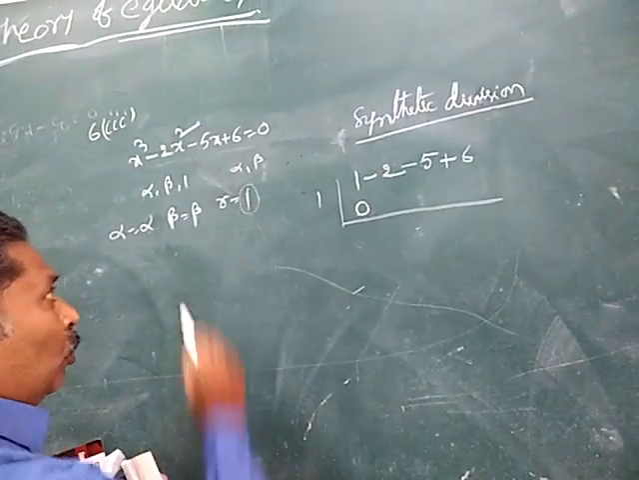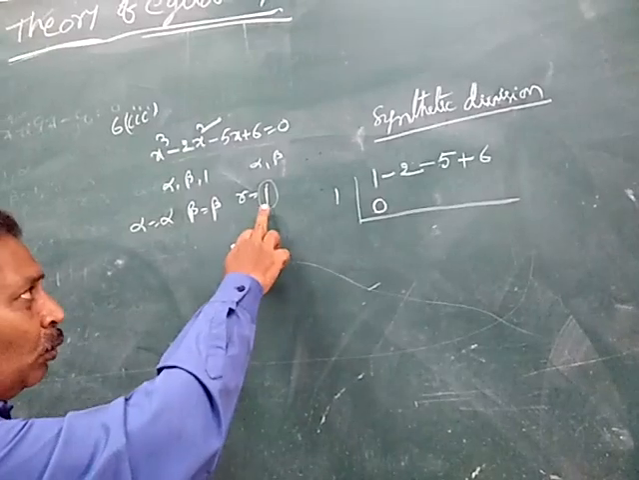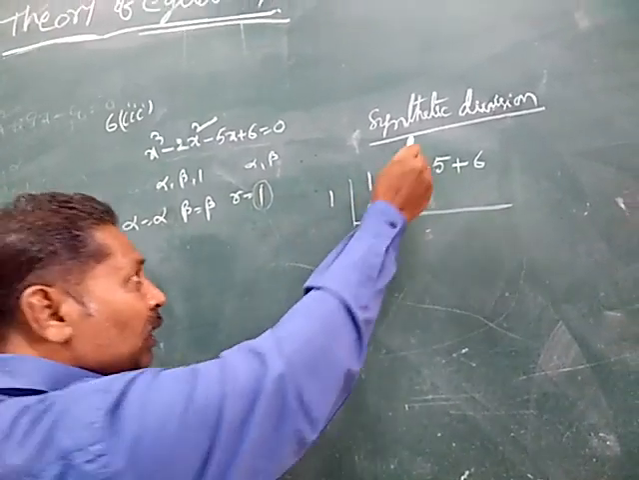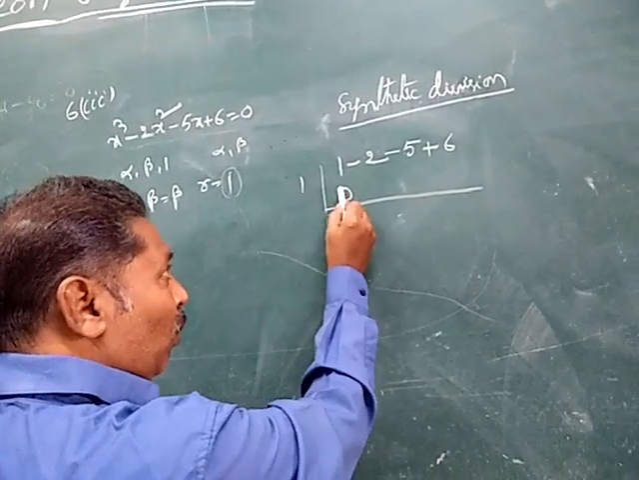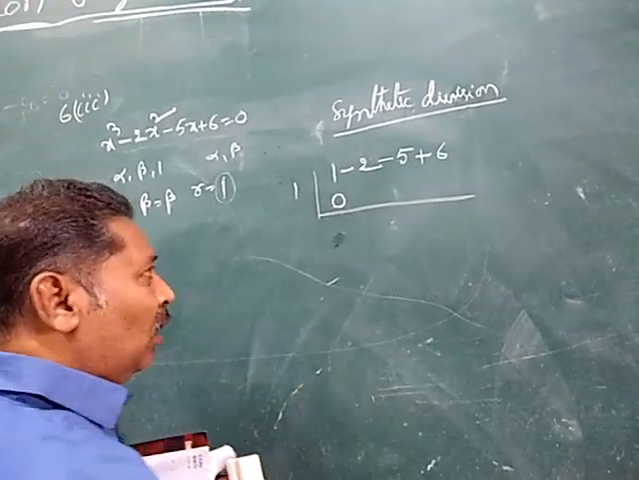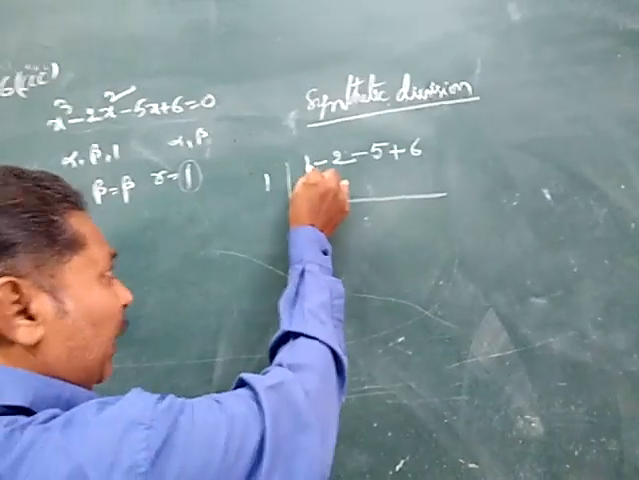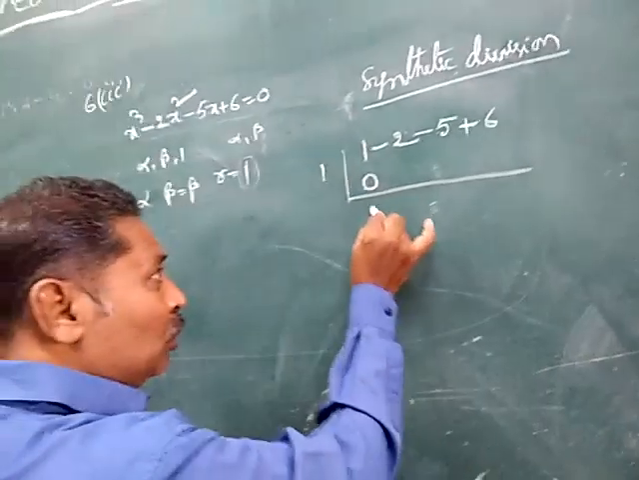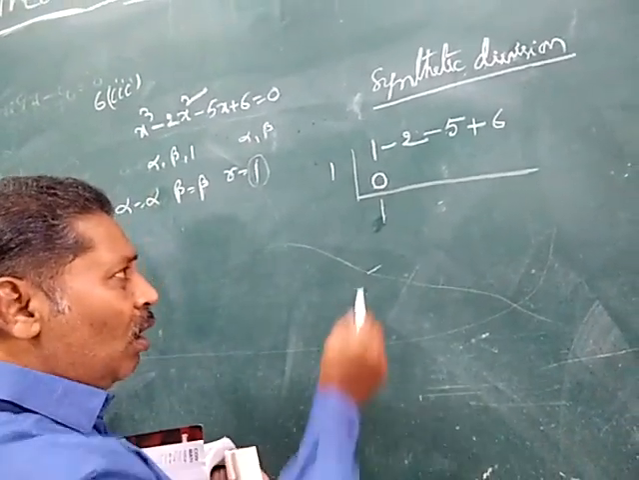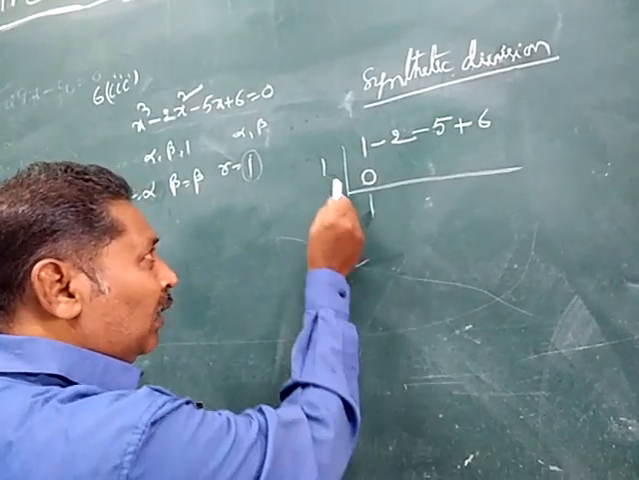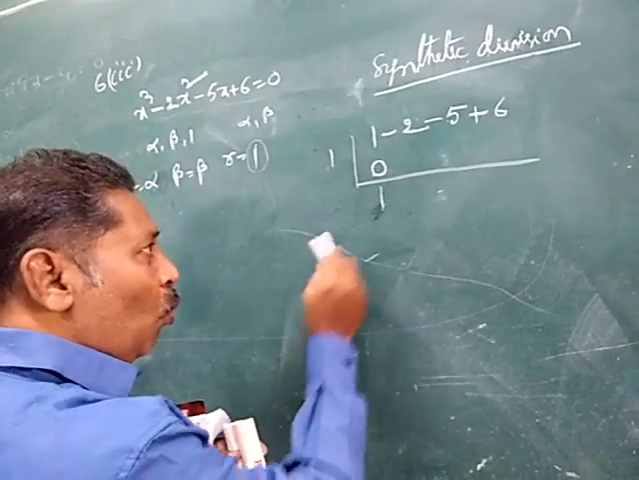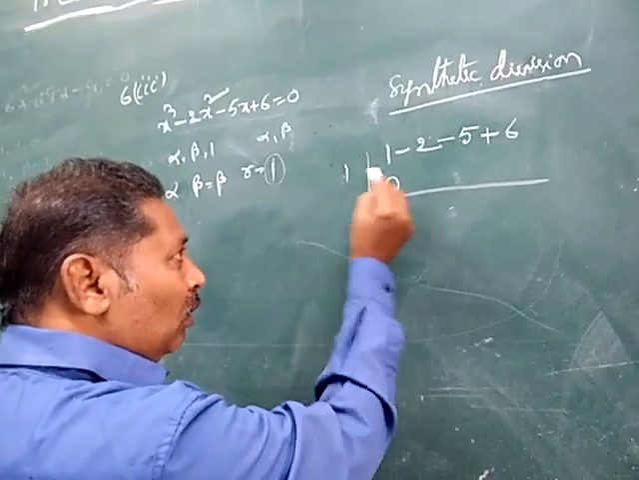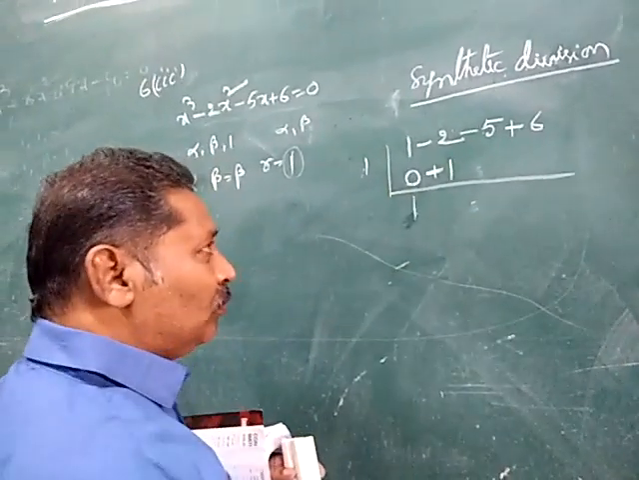We know the one root is 1. By using this root, we apply the synthetic division. First put in this place 0. Add these two values, 1. Multiply this and this, result write in this place. 1 into 1 equal to 1.